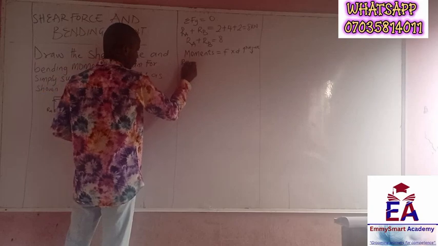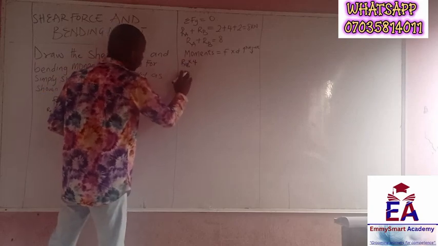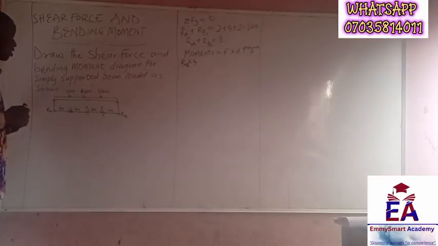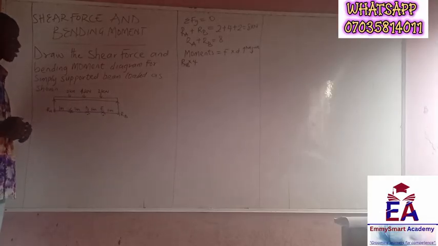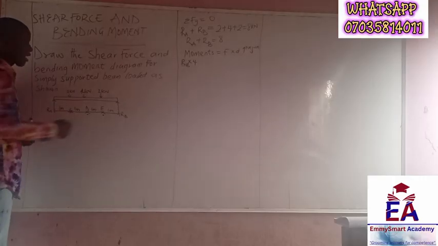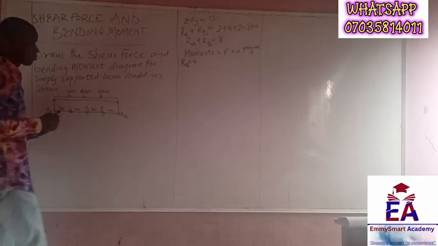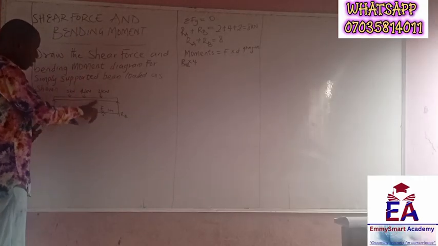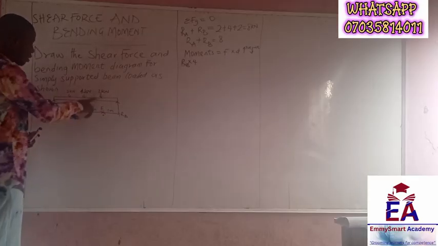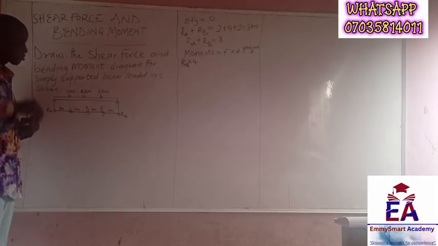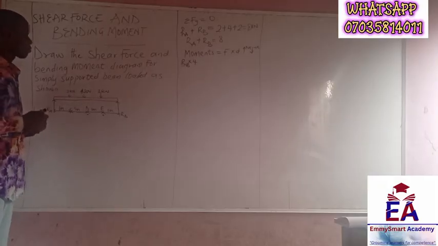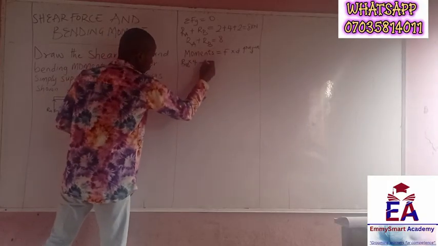RB times 4. RB is the reaction at B, and the reaction at B is a load. It's the upward force holding that beam. So RB times 4. Then we have a downward force here. This downward force is 2 kilonewton. Remember we said that the downward forces will be negative. So we have minus 2.